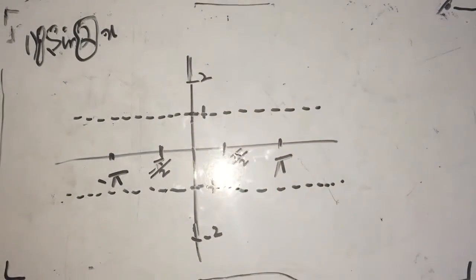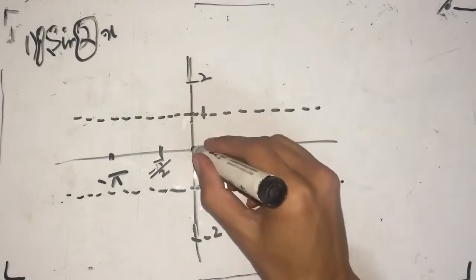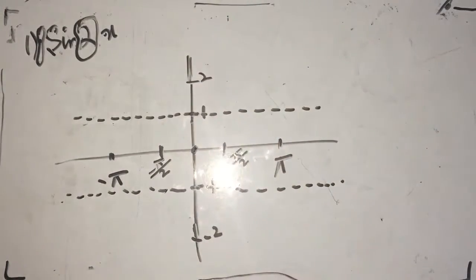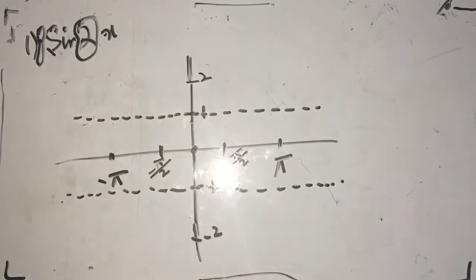So these were the asymptotes. Now its amplitude was 1, so that means from the origin, from this point, it is going to be 1 up and 1 down. That's how you're going to incorporate amplitude in this graph.